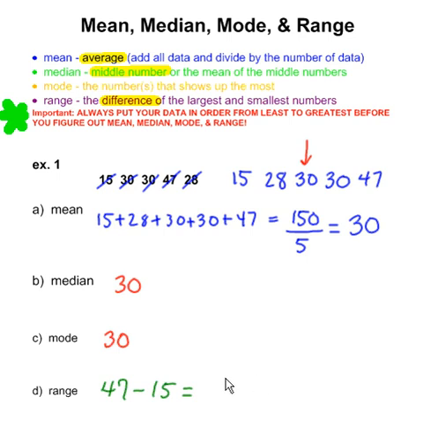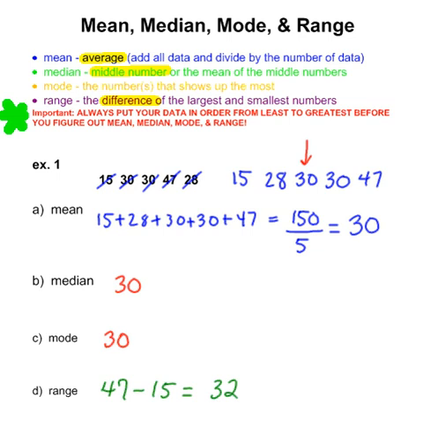And we finally have a break in our pattern here because 47 minus 15 is 32. So for this first data set, we have a mean of 30, a median of 30, a mode of 30, and a range of 32. Not all data sets are going to turn out this nice, where you have lots of numbers that repeat, like our 30 for answers, but every once in a while you may see that.